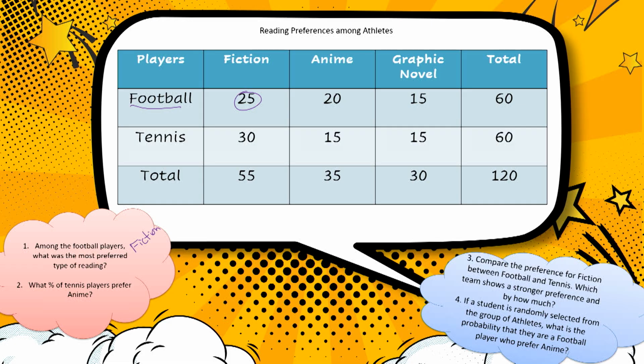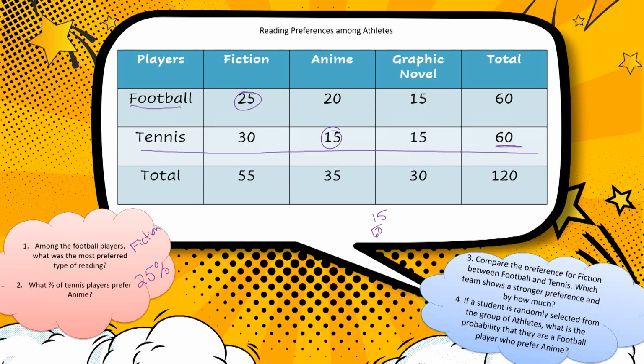The next one says, what percent of tennis players preferred anime? So now I'm going to have to look at this whole line of tennis players. So my anime was 15 out of how many? 60. So when I have 15 out of 60, I plug that into my calculator and make that decimal a percentage. I am going to get 25%.